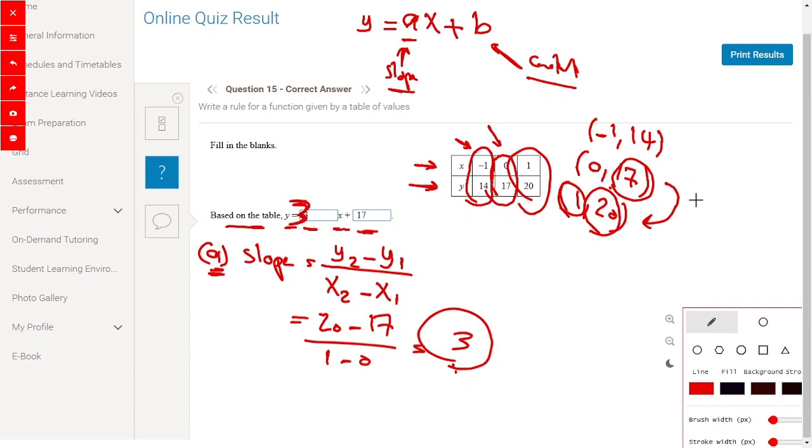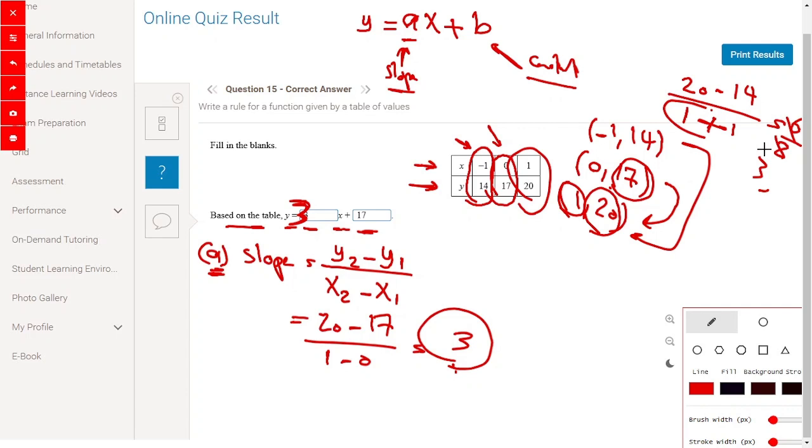So what we said, if we take this point and this point, for example, we can take any 2 points, by the way. So let's substitute this one. So it will be 20 minus 14 divided by 1 minus -1. It will be plus 1. So it will be 2. So here it will be 6 divided by 2. So it will be 3. So the slope also will be 3.